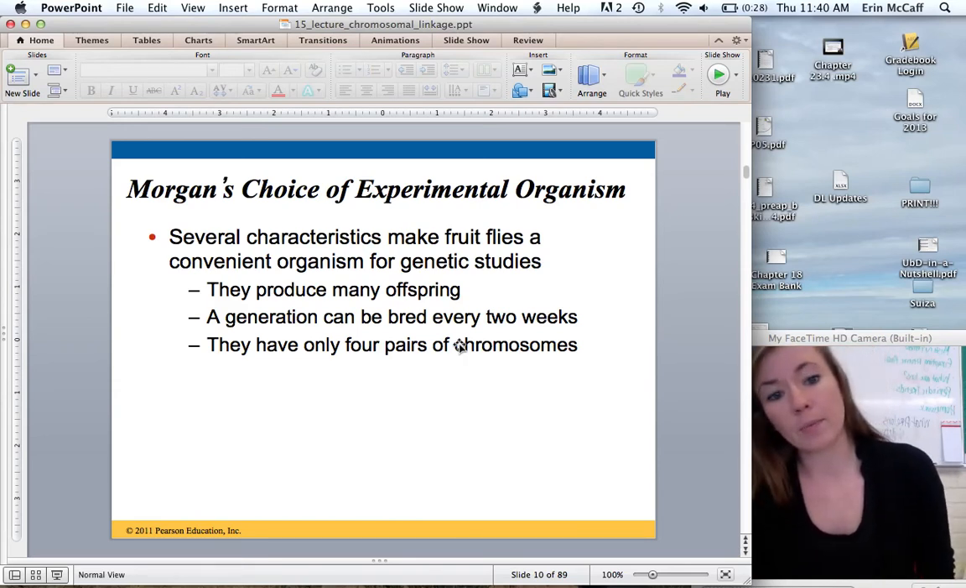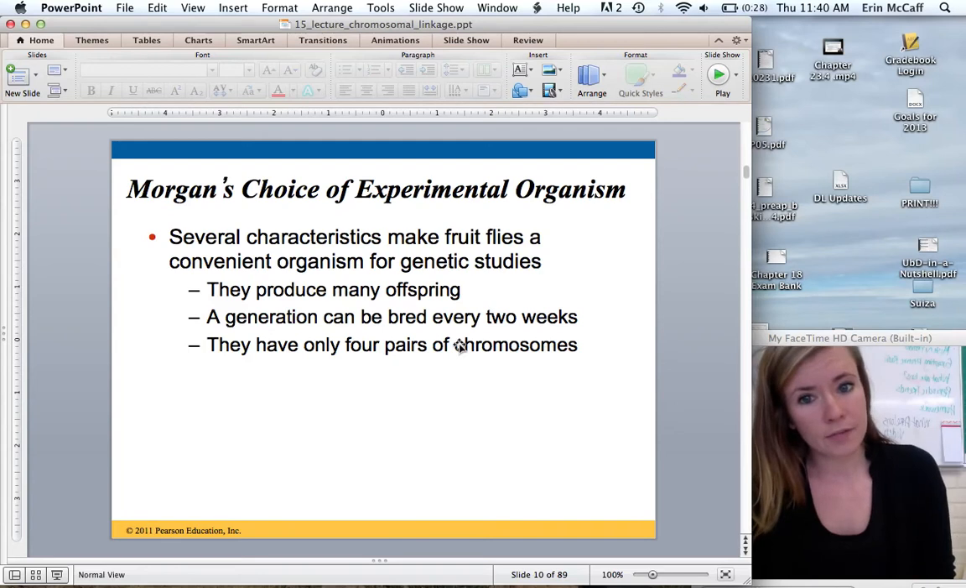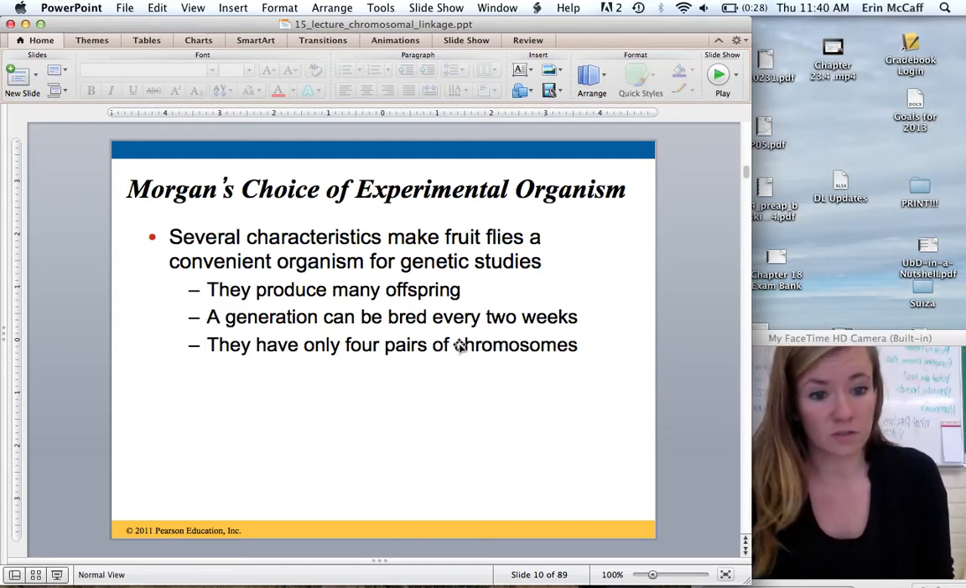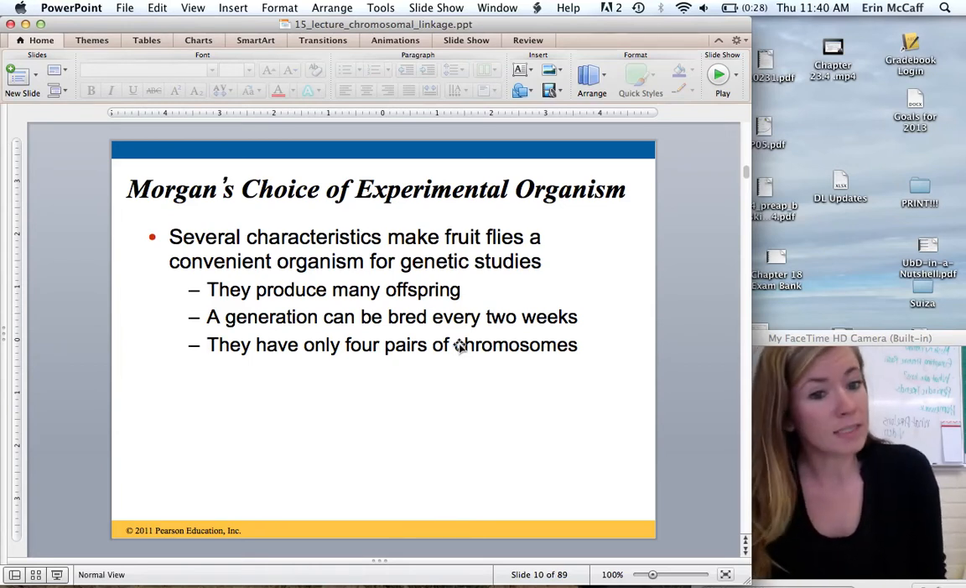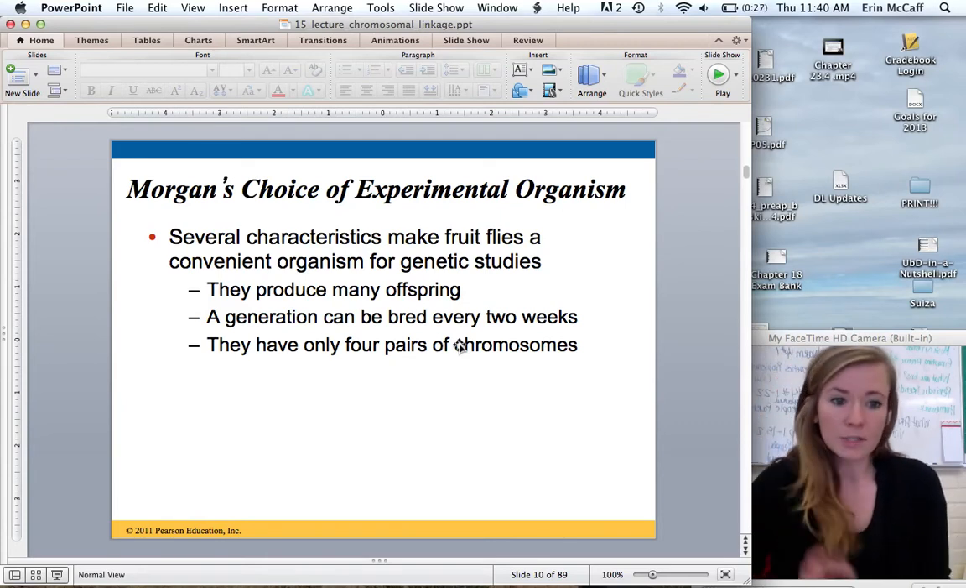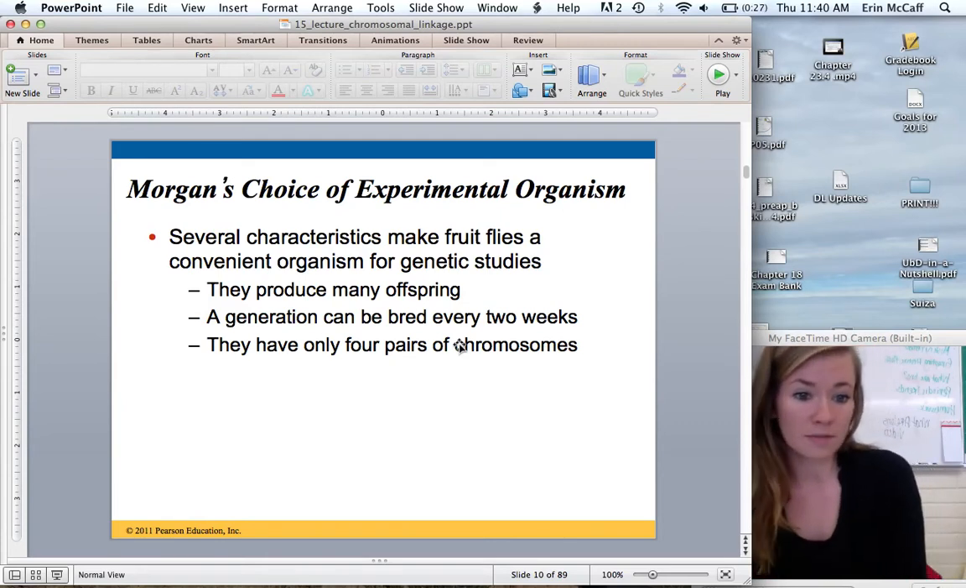One step backwards, the reason why fruit flies are important is because they produce tons of offspring. Like one mating gives off 100 offspring, or hundreds of offspring. And they can reproduce every 2 weeks. So that's pretty ideal to study them because you don't have to wait a long time to see the outcomes of your crosses. And they only have 4 pairs of chromosomes.